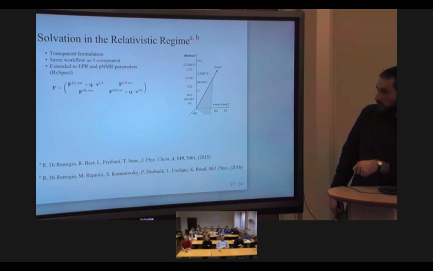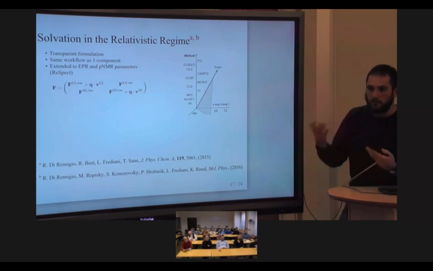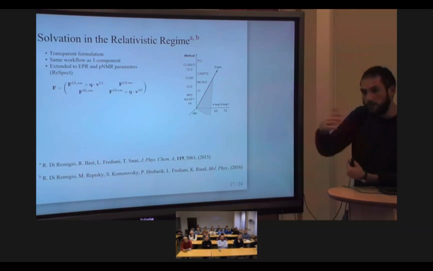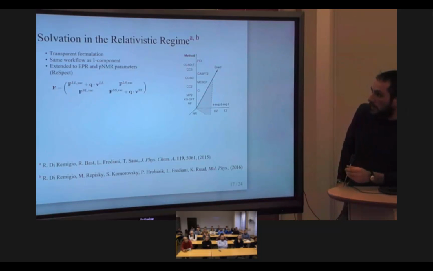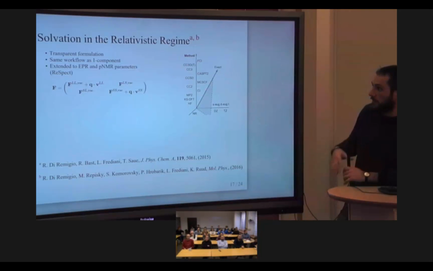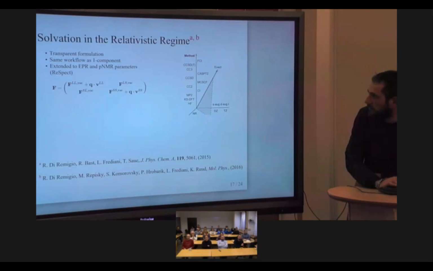And the workflow that I showed in the flowchart before is exactly the same as for one component. All the details of calculating the integrals, which are now slightly more complicated because we have more basis functions, kinetic balance, and so on, are hidden in the QM program, so we don't need to care about that. This was first presented with Trond and Radovan for static electric properties, and we've recently extended it to EPR and NMR parameters, and this was shown by Kenneth 4 weeks ago.